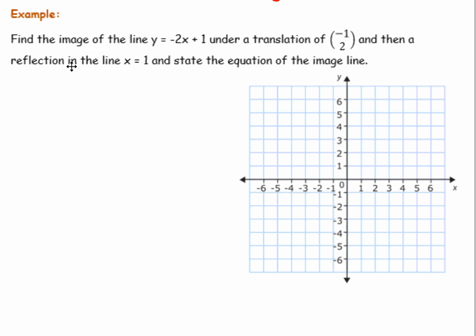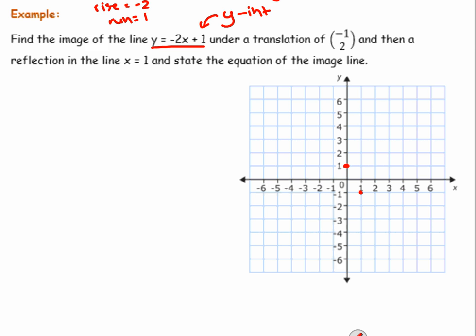So what we might want to do is, first of all, let's do the translation. Well, actually, to be honest, we need to also draw the original line. So let's draw the original line. We've got the y-intercept of positive 1. And the gradient is negative 2. So rise equals negative 2. Run equals 1. We need to go down 2, across 1, down 2, across 1.